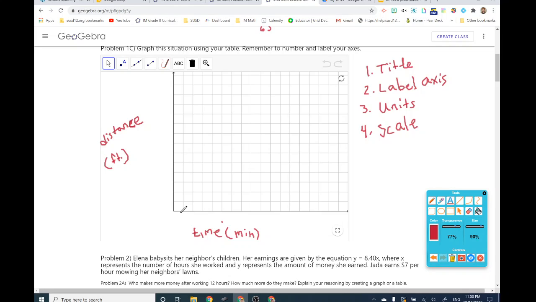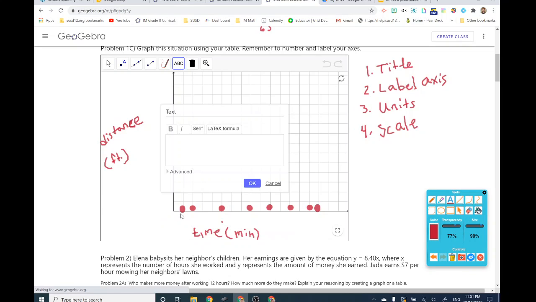So how about we do this? Let's count how many we have. 1, 2, 3, 4, 5, 6, 7, 8, 9, 10, 11, 12, 13, 14, 15. Oh, look, 15 goes right here. So I can just use 1 tick mark for every minute. This is going to be easier than I thought. So when I scale my graph, 1 tick mark is 1 minute.